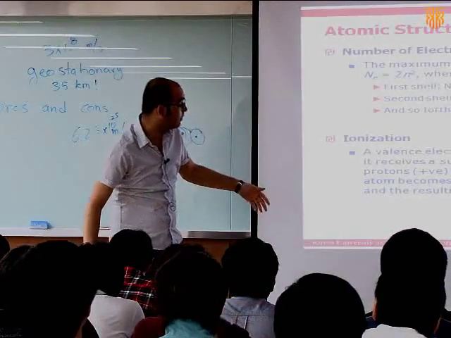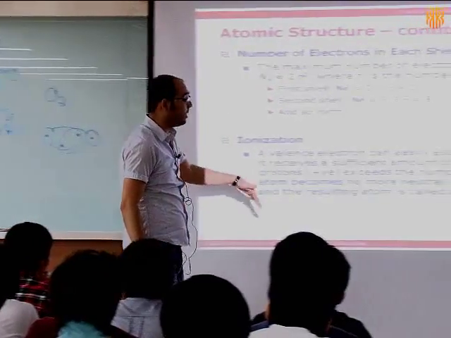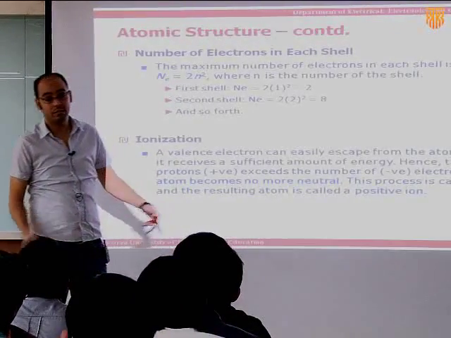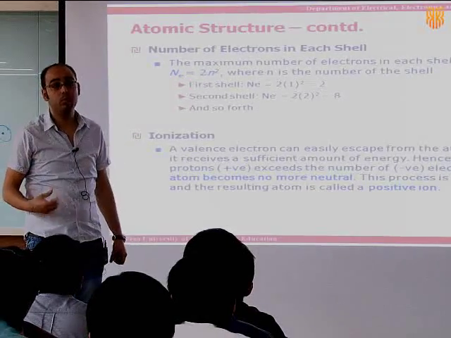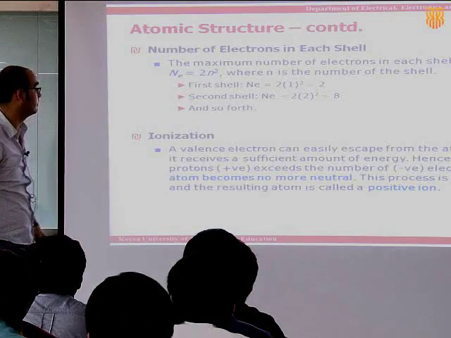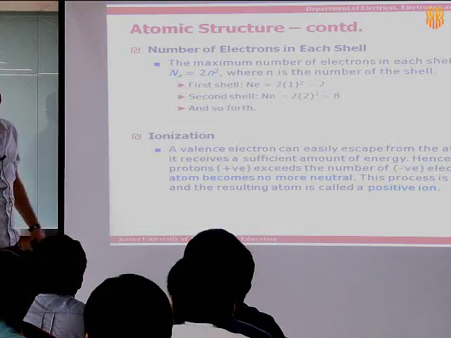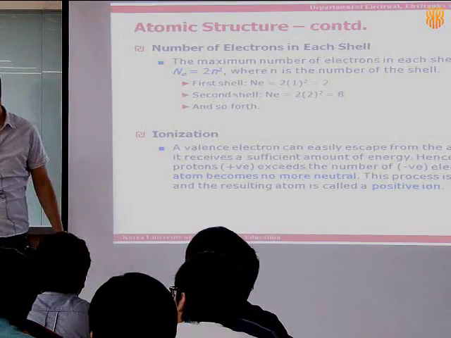So in this case, by adding one electron, we have a negative ion, or we take one electron, we have a positive ion, okay? Fine? Fine, okay?